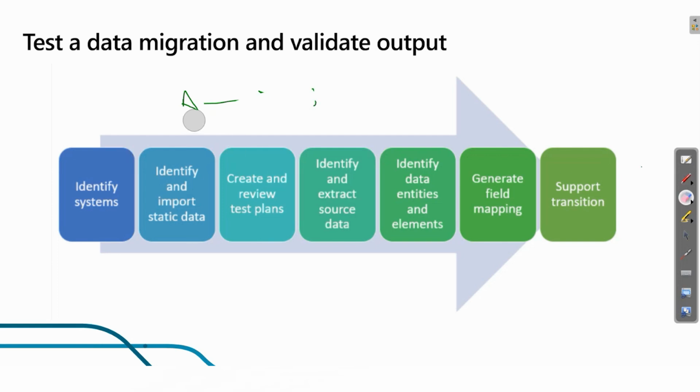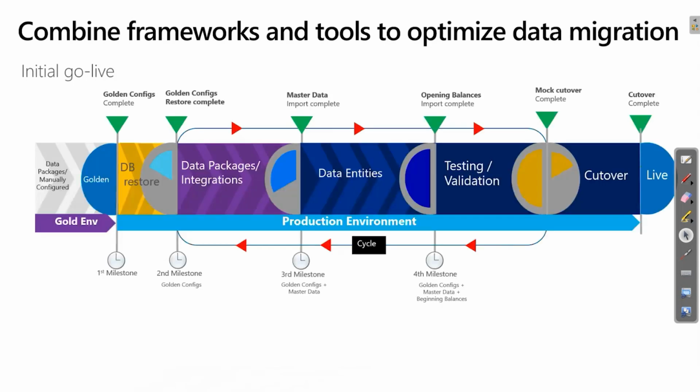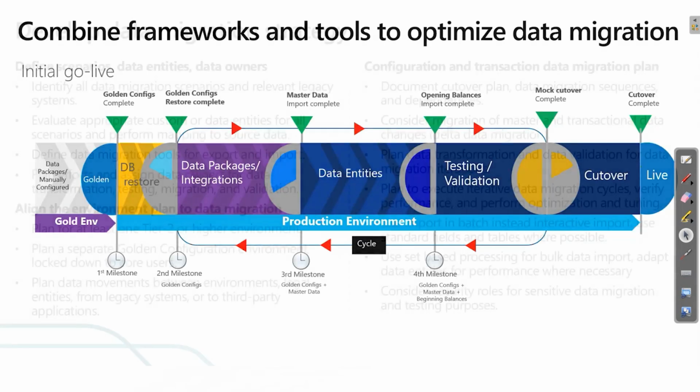This kind of field mapping has to be generated, and you also support the transition and validate whether the data is perfect or not. Validate the data count, validate the number of your ledger balances, validate if the number of sales orders are right. So all those kinds of validations can be done.